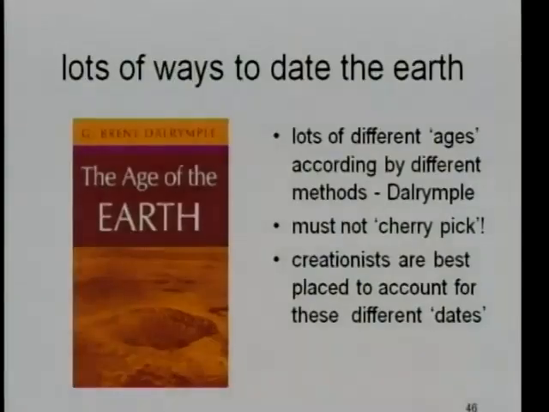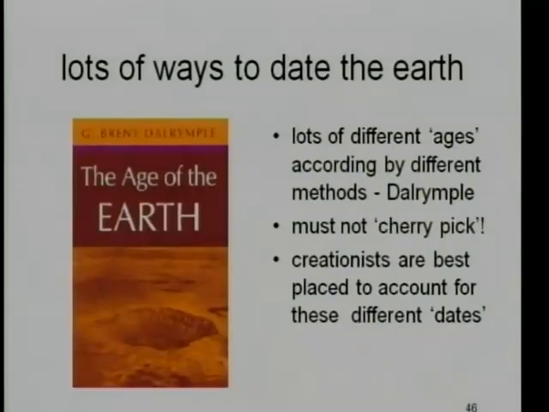And so the challenge for anyone is to explain all of this data. The great temptation is to sort of cherry pick the data that fits what you want it to say. Creationists can do that too sometimes. But we've got to explain the age estimates that come from all sorts of different methods. There's a book there by that guy I mentioned, Brent Dalrymple, The Age of the Earth, and he lists loads of different ways of dating the Earth.